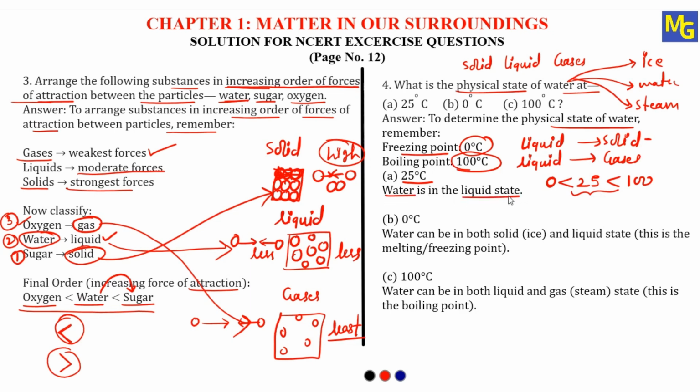Therefore I have written water is in the liquid state. And one more thing, remember, 25 degrees Celsius is nothing but room temperature or normal temperature, day-to-day life temperature. And at this temperature, everybody has seen water will be in liquid state.